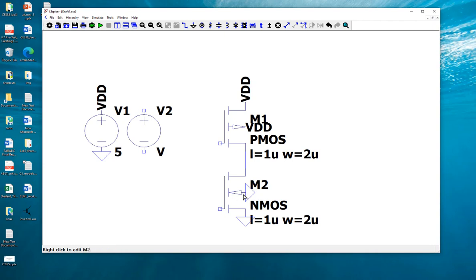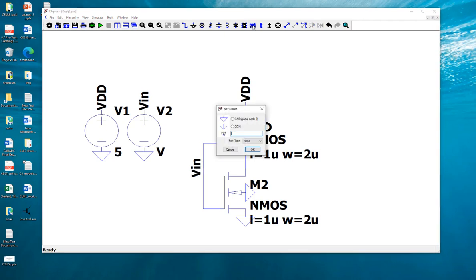P plus, because it's the P tab. Okay. So these are the gates, 2 gates. And I'm gonna name as V in, ground. And I'm gonna copy V in to input, and I'll do a V out so I can probe it.